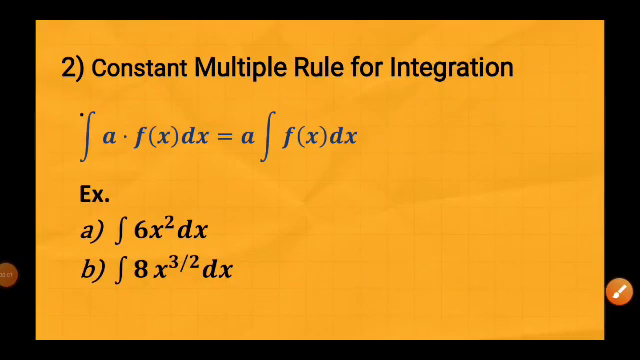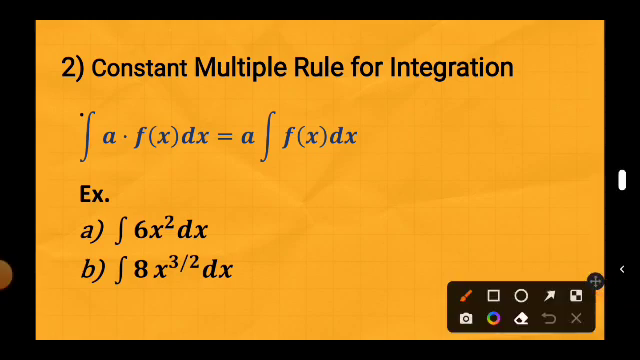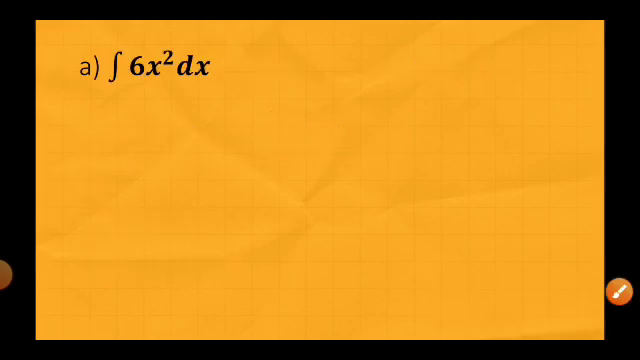Another basic rule for integration or anti-differentiation is the constant multiple rule. This rule is expressed in the form of the indefinite integral of a constant a times the function f of x dx is equal to a times the integral of the function f of x dx. So we will answer the following examples in this video.